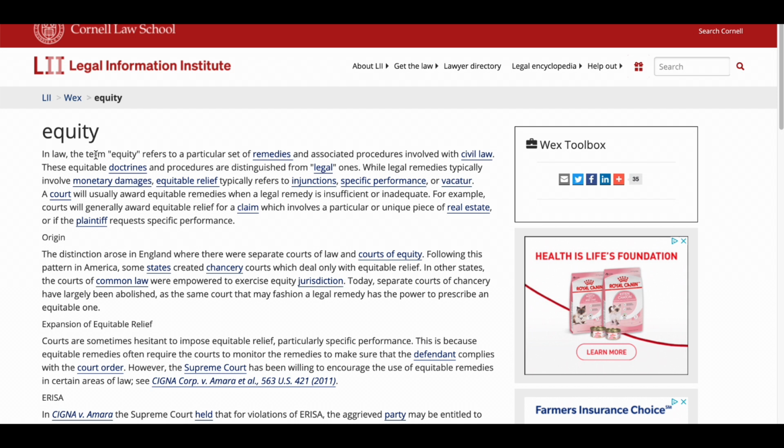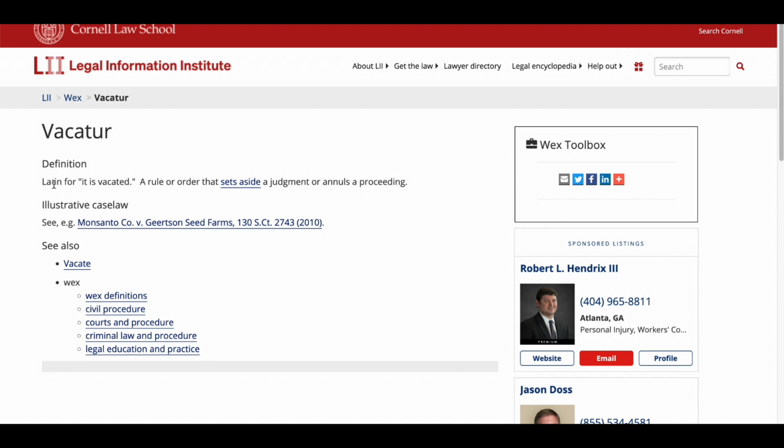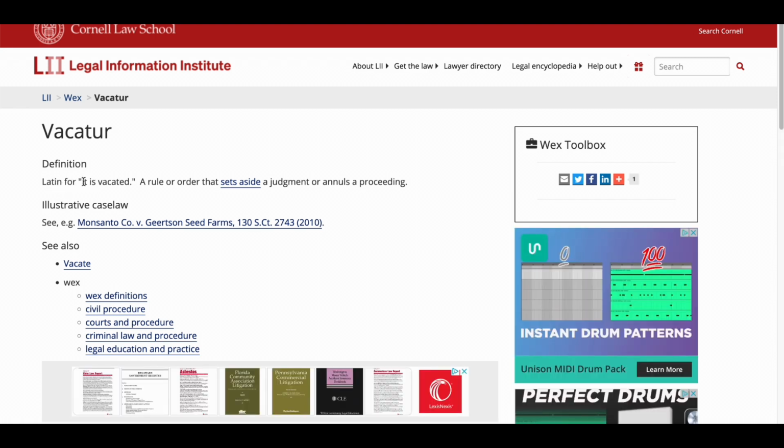Equity. In law, the term equity refers to a particular set of remedies and associated procedures involved in civil law. These equitable doctrines and procedures are distinguished from legal ones. While legal remedies typically involve monetary damages, equitable relief typically refers to injunctions, specific performance, or vacatur. What the hell is that? Let me see. It's Latin for it is vacated: a rule or order that sets aside a judgment or annuls a proceeding.